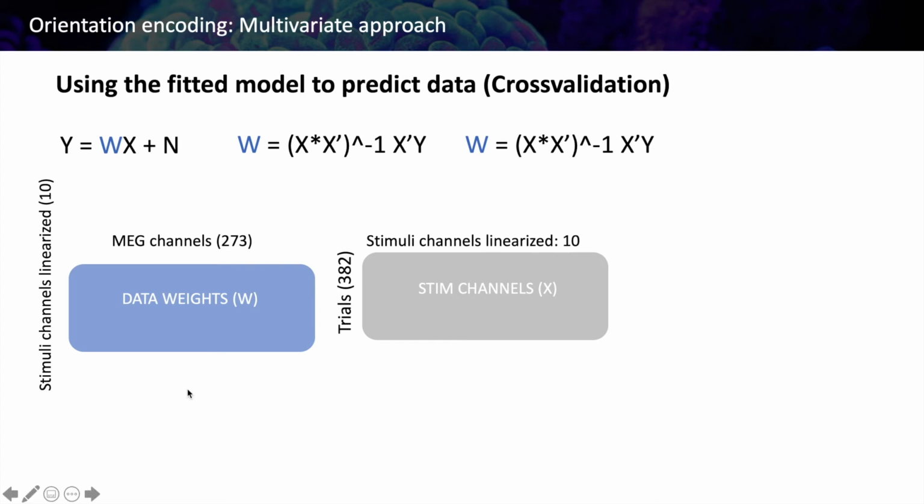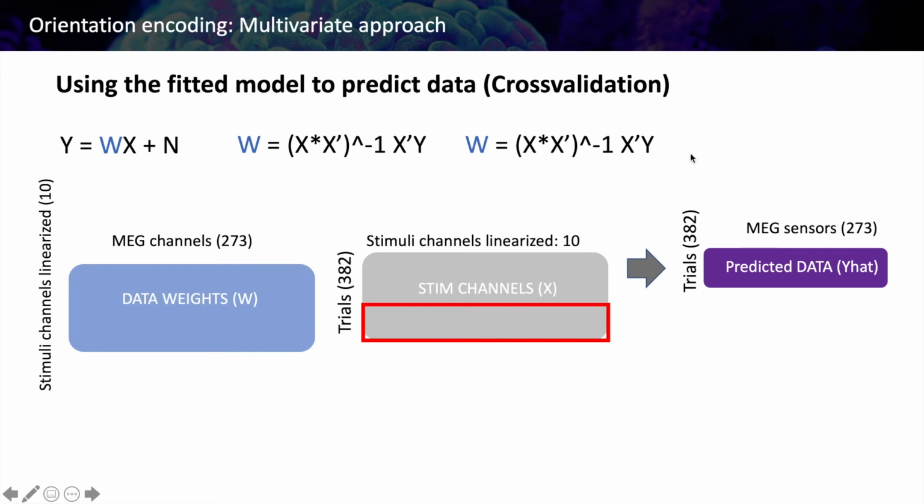So once we have the weights and we have the stimulus channels for the second part of the experiment, then we have to multiply these X values by these weight values as in this equation, right? We extracted these weight values from the first part of the experiment. But now we are going to see if, using these weights and the X values on the second part of the experiment, we can predict the Y activity.